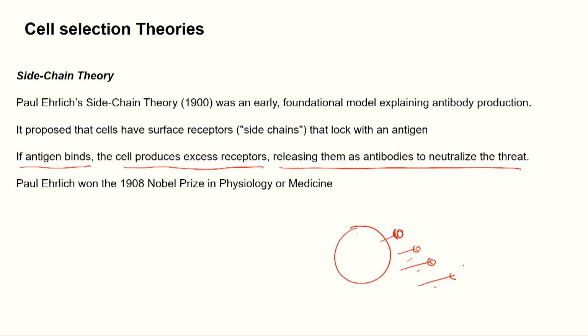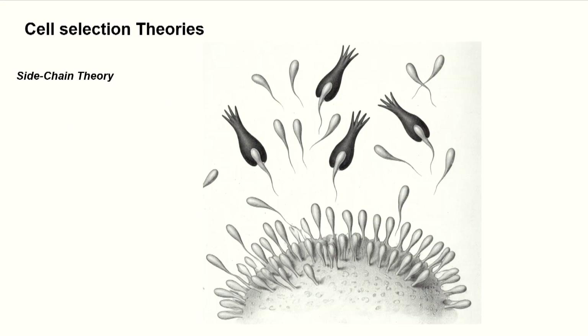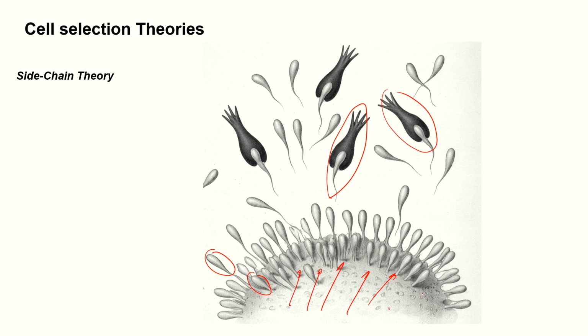So let's try to understand the same side chain theory in a diagrammatic representation. Say these are the cells and these are all the receptors which are present, and some of the receptors can bind to these antigens coming from outside. Once these are identified, more and more of these receptors may be produced in the cell, and then these can be solubilized into the body system in order to neutralize the antigen. This is exactly what the side chain theory says: more receptors are produced in response to the entering antigen in order to neutralize it. So this is what the side chain theory is.